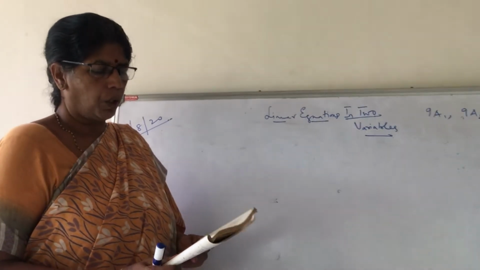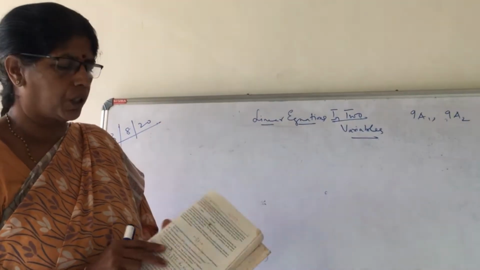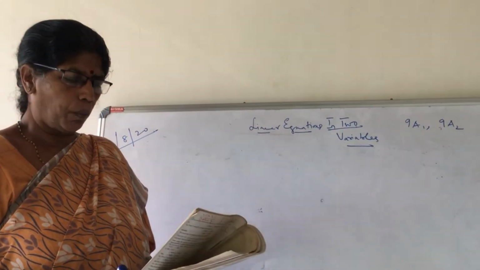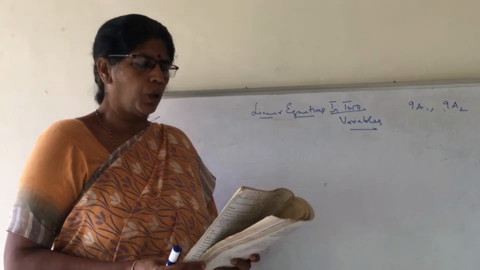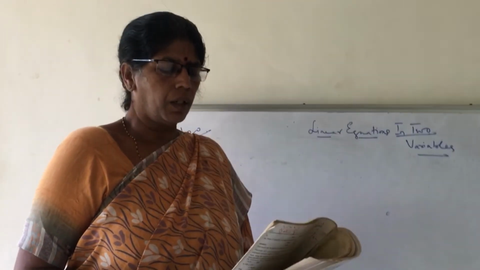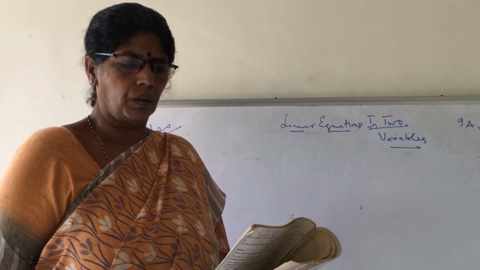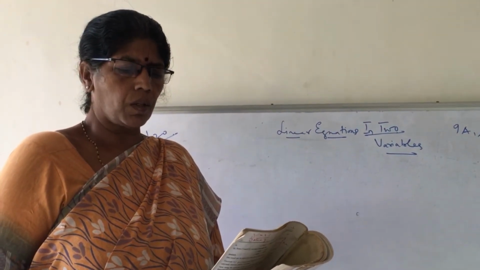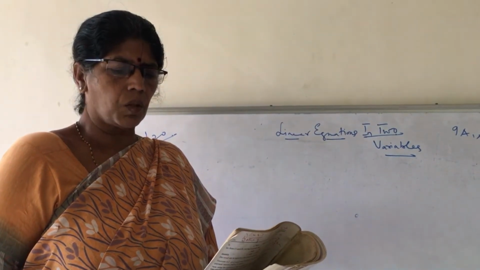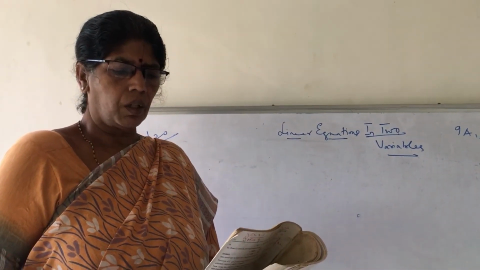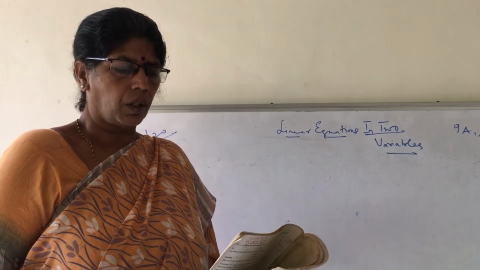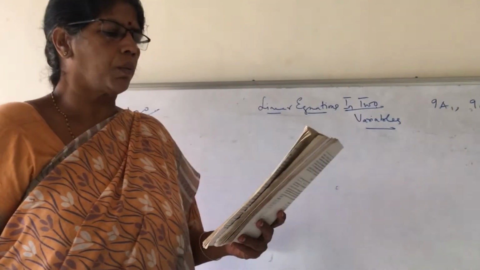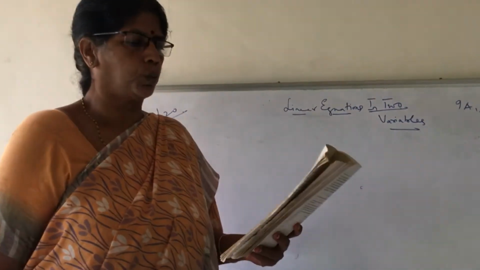Today's class, we continue with exercise 4.3, and all of you open your textbooks to page number 75 and look at the 8th sum. In countries like USA and Canada, temperature is measured in Fahrenheit, whereas in countries like India, it is measured in Celsius. Here is a linear equation that converts the Fahrenheit to Celsius. F is equal to 9 by 5c plus 32.